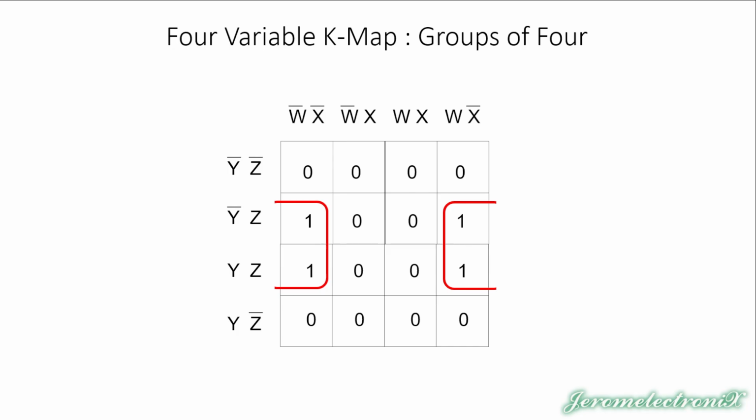Okay, looking upward, it looks like the W's are opposites. We'll get rid of those, but we'll keep the not X. Over side to side, the Y's are opposites, so we're going to get rid of those, but we're going to keep the Z's. So this is not X Z. Hopefully you got that before I did.